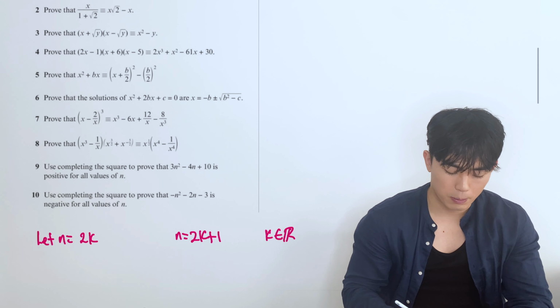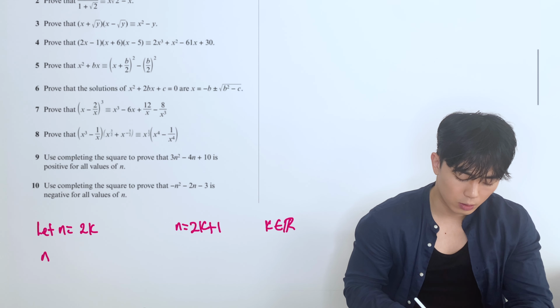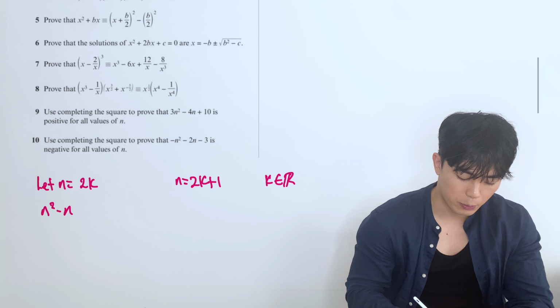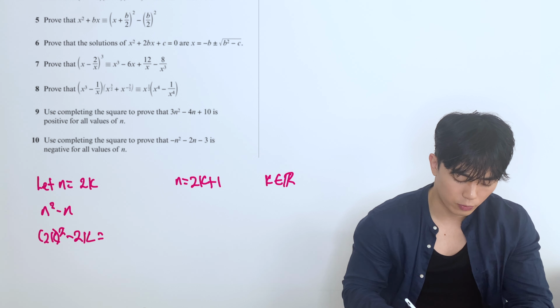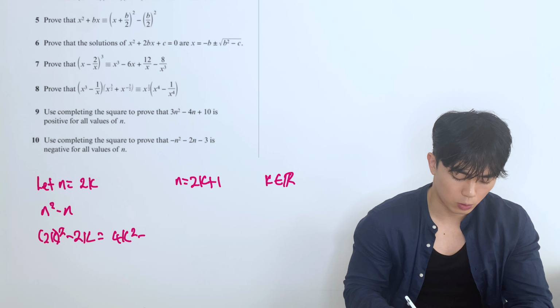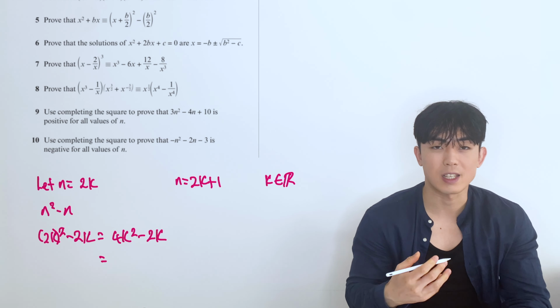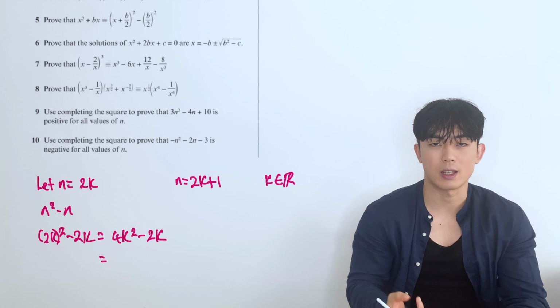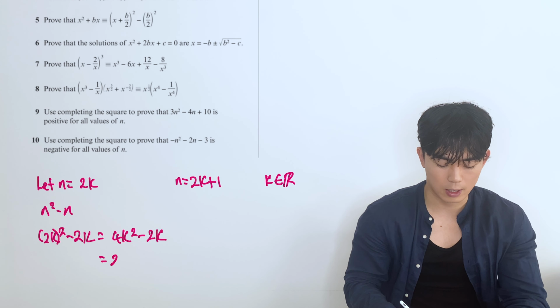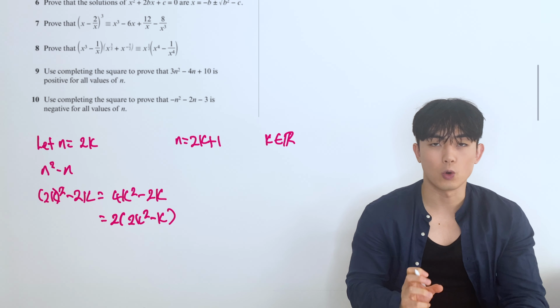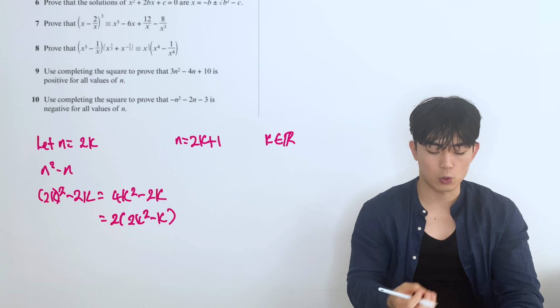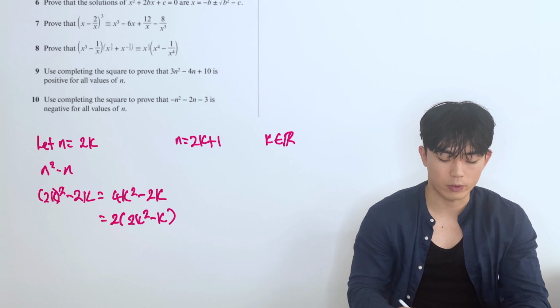So it's n squared minus n. If n is 2k, then we go (2k) squared minus 2k, which is 4k squared minus 2k, which I want to prove is even. If it's even, 2 is a factor, so I can take 2 out and say it's 2(2k squared minus k). So it proves that for all k values, where n is 2k, it's going to have a factor of 2, or be an even number.